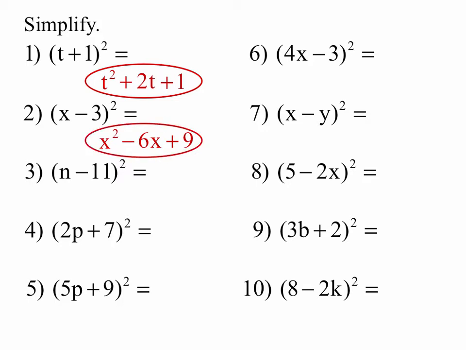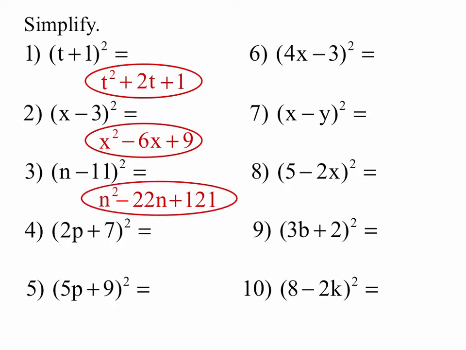All right, now pause the recording and finish number 3 through 10. Now check your work. Number 3 is n squared minus 22n plus 121. Number 4 is 4p squared. Now be careful. When I'm multiplying 2p times 7, that's 14p. Remember, I have to double that. Plus 28p for my linear term. And positive 7 times positive 7 is 49.